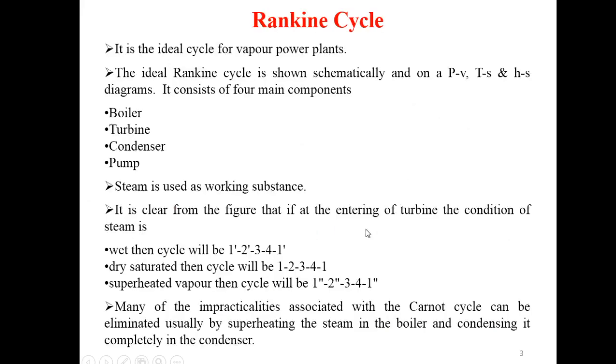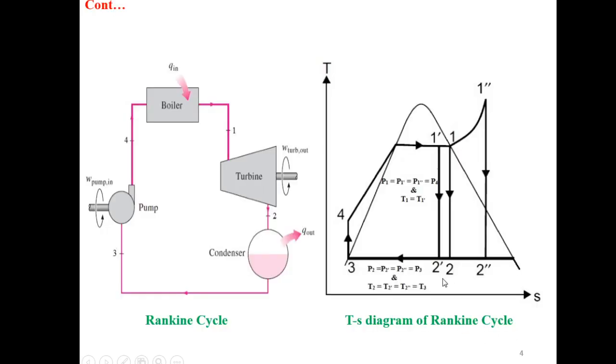And the second condition is condensing it completely in the condenser. So in case of Carnot cycle, our point 3 is somewhere here. But in this Rankine cycle, our point 3 is here. So our point 3 will become saturated liquid.